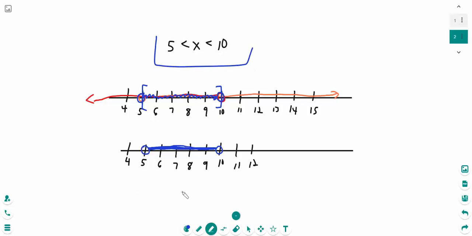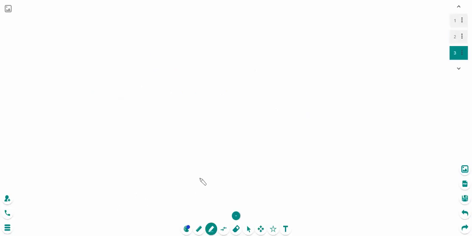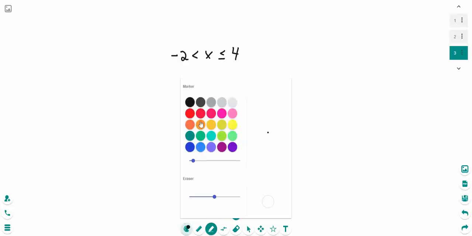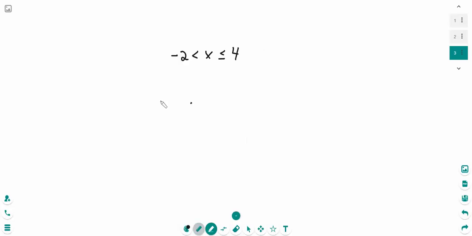All right, very good. Let's try another one. So let's say I want you to draw a number line and graph the solution of -2 is less than x, which is less than or equal to positive 4. All right, let's do it again. Let's draw our number line.